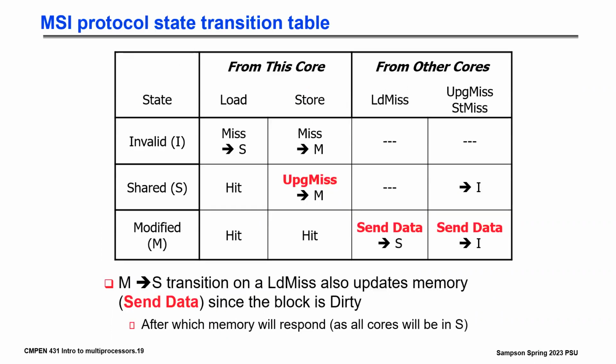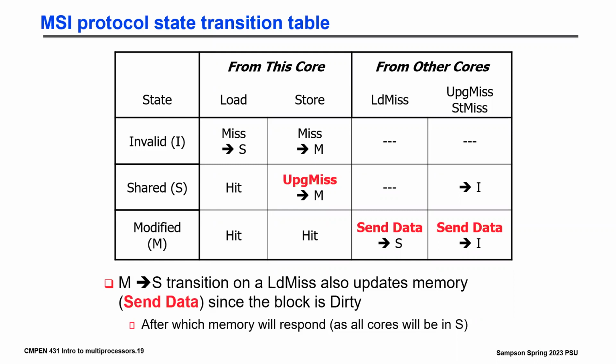Okay, so let's again walk through the table. If I'm in the invalid state and someone else has load misses and upgrade misses, I don't care. I have to check that I am in fact in the invalid state to know that I don't care. Again, scalability, but no action needs to be taken. I am basically a non-participant if I do not have a copy of this cache line from the perspective of dealing with other people's messages.